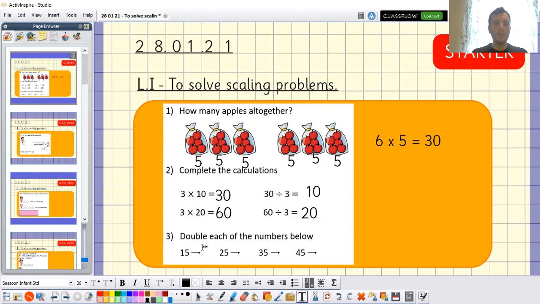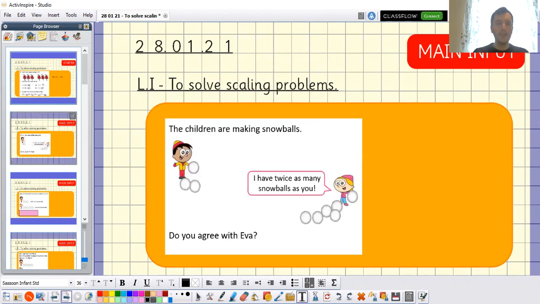And lastly, double each of the numbers below. Double 15 is 30. Double 25 is 50. Double 35 is 70. And double 45 is 90. Well done if you manage to get those.